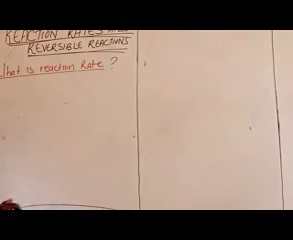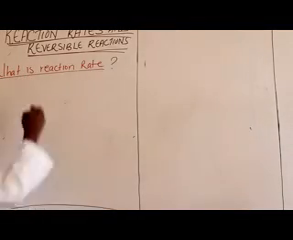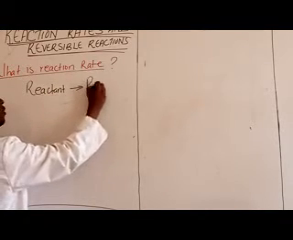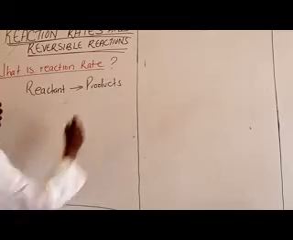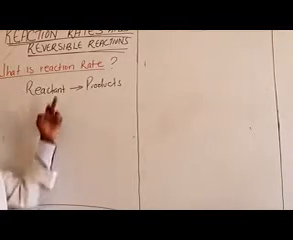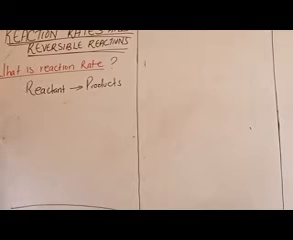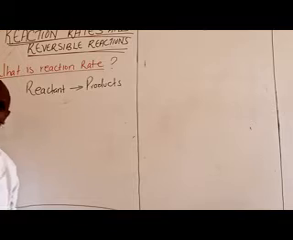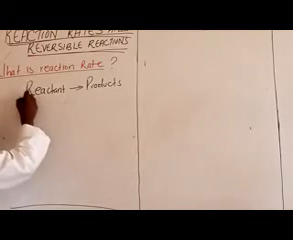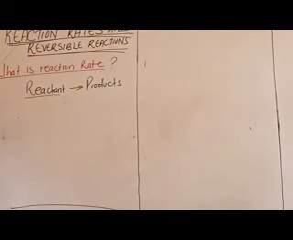To bring this closer home, a reaction shall involve two things: reactants, and definitely products will be formed. Now, the reactants get used up in the process, and products definitely get formed in the process. So when we talk about the rate or the speed of a reaction, we are referring to the speed at which the reactants are used up.